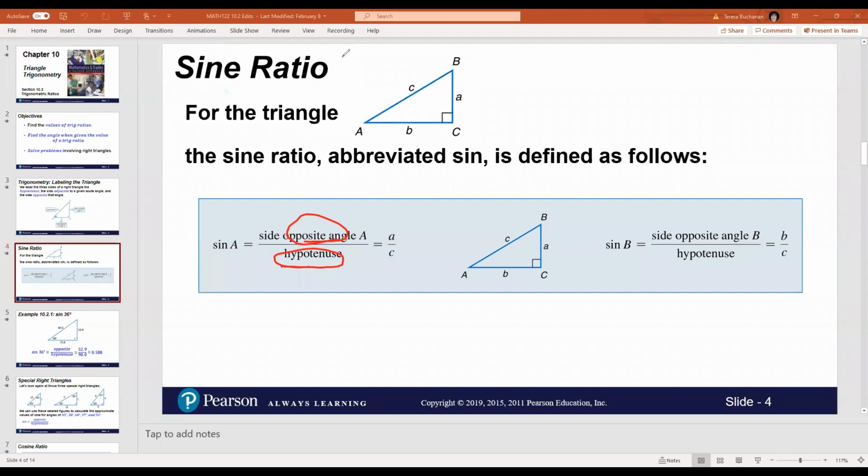It's a number without units. It's not like a certain measurement. It's just a number itself. It's a relationship between two measurements. It's a ratio. The sine of B, for example, would be the side opposite B compared to the hypotenuse. So sine is always defined that way, opposite over hypotenuse.